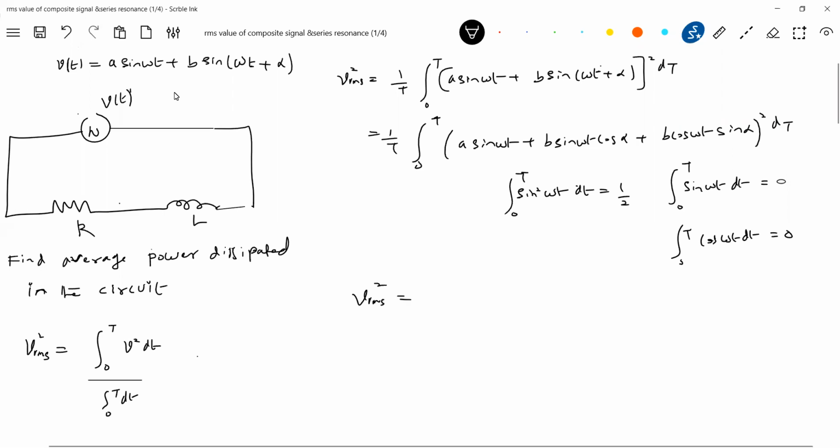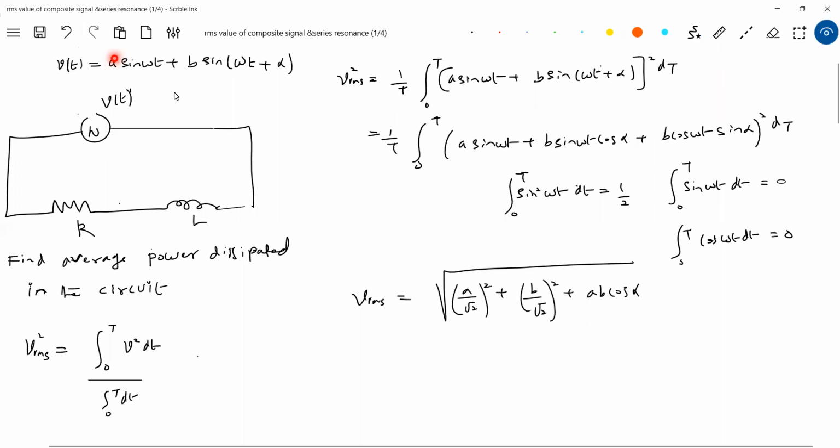VRMS square is equal to (A by root 2) whole square plus (B by root 2) whole square plus AB cos alpha. What is alpha? Alpha is the phase of the second component. You have to solve this mathematically. I think you have to be careful here. That is the maximum value, no? So it should be A by 2 only. A square by 2 plus B square by 2 plus AB cos alpha.